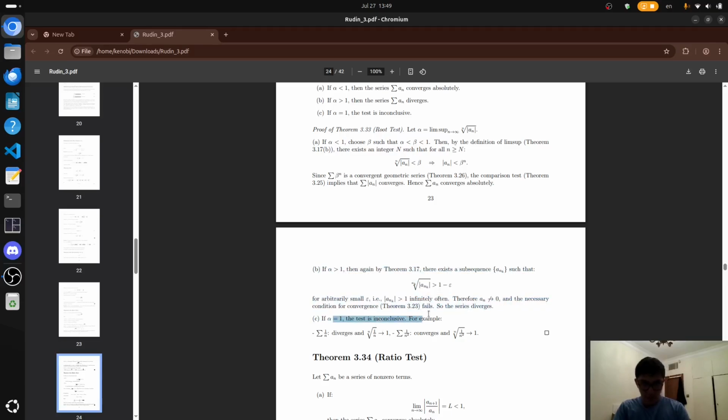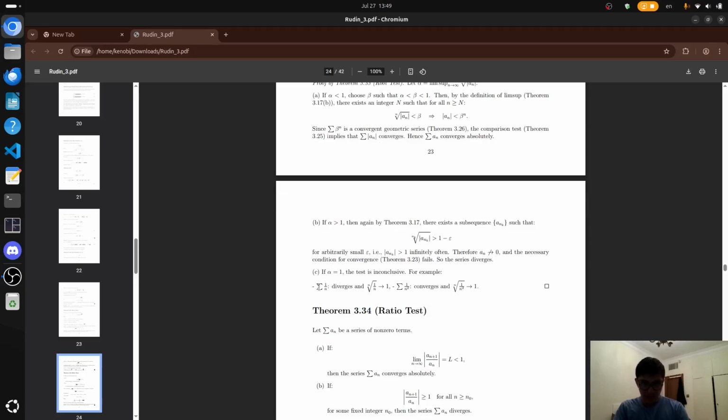And if it's equal to 1, the test is inconclusive because the sum of 1 over n diverges, but the nth root of 1 over n goes to 1, and the sum of 1 over n squared converges, and the nth root of 1 over n squared goes to 1 also.